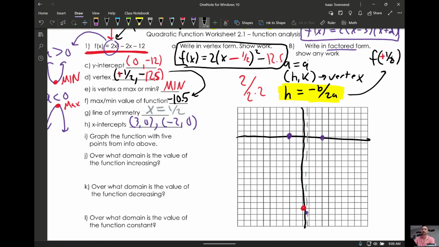Also, because of this line of symmetry, this point could reflect over the line of symmetry and land here. That's not real helpful because I had that point anyway. But down here, the y-intercept could flip over the line of symmetry and give me a fifth point. And now if I've got 5 points, I can connect those, make it look like a parabola, and part I is finished. Our graph looks pretty good.